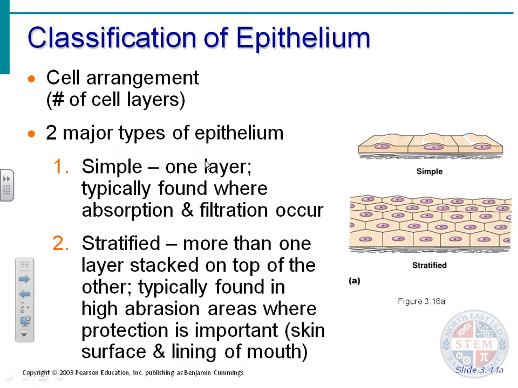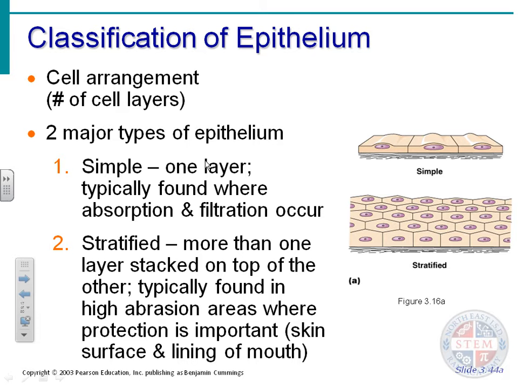Layers. You can then look at two major layers. One is simple. Simple is just a single layer of cells. It could be simple cuboidal, simple columnar, simple squamous. It's just one layer, and each cell is touching the basement membrane. This is found in places where you want quick diffusion, so one layer thick, where absorption and filtration need to occur.